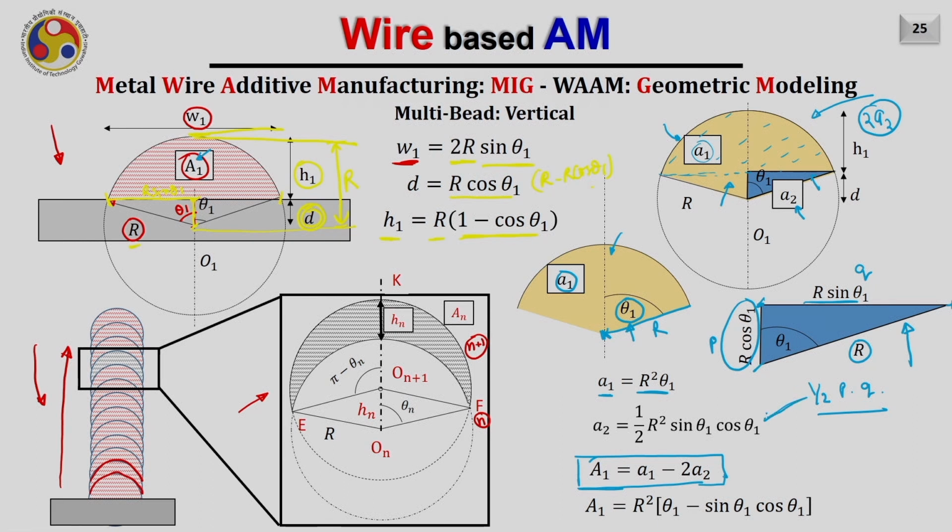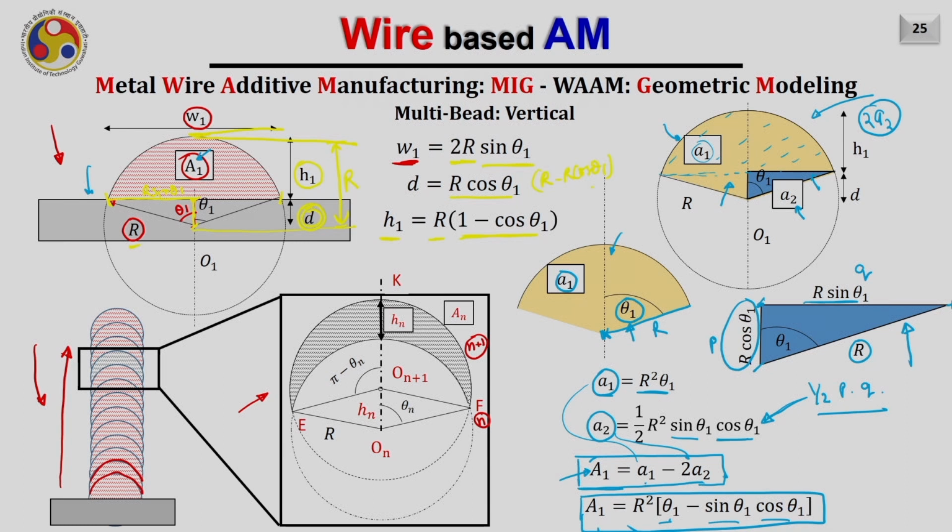If I put in the values of the lengths, I can obtain the area as a2 equals 1 by 2 r square sin theta 1 cos theta 1. Now, I have small a1 and small a2. I can now easily calculate the value of the capital A1, and this area will be equal to a1 minus 2a2. Further, keeping these values of a1 and a2 in this equation, I can obtain the expression for the area of the bead deposited on the flat surface, that is A1, and A1 will be equal to r square theta 1 minus r square sin theta 1 cos theta 1.